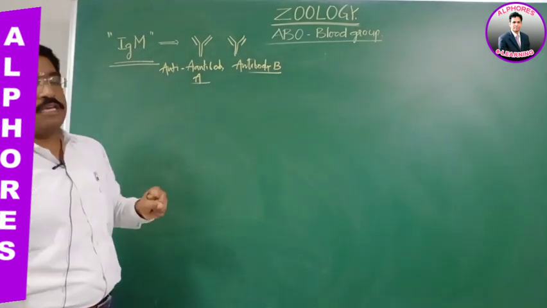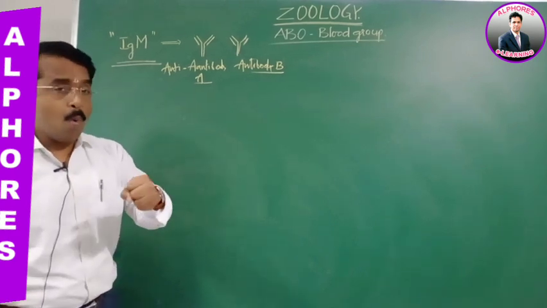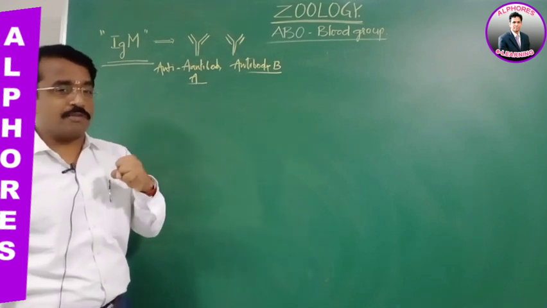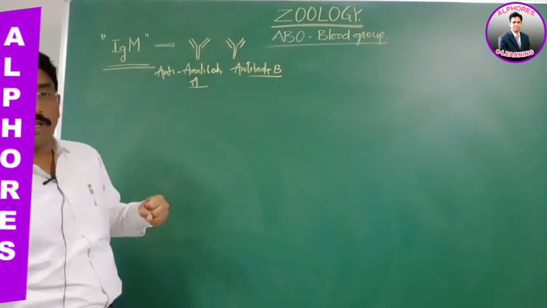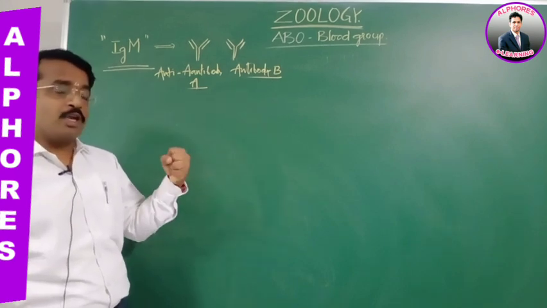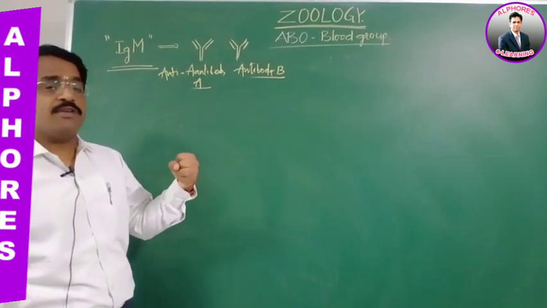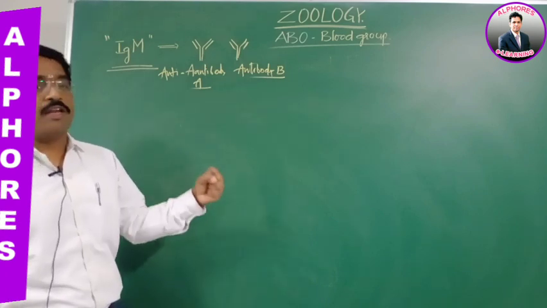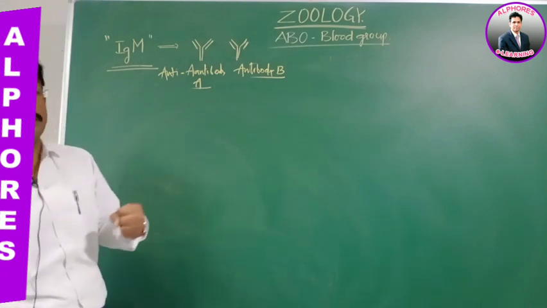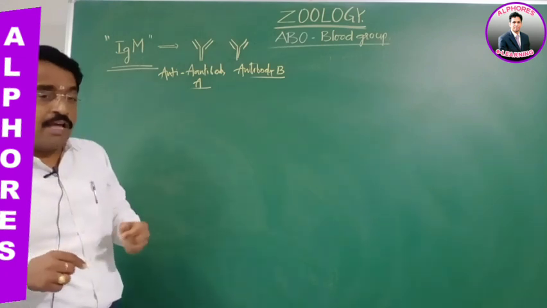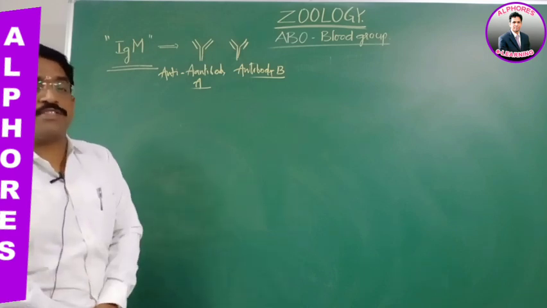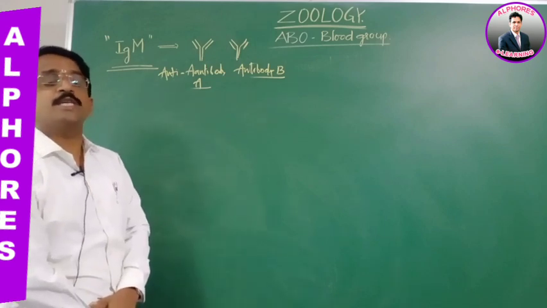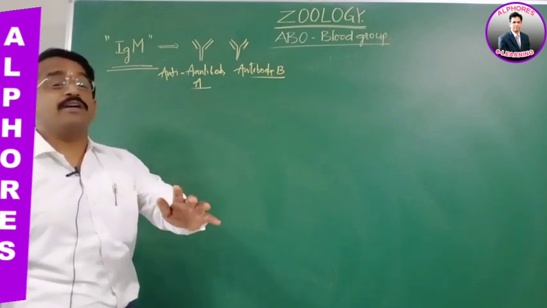Now these are all the blood groups. How so? A is a blood group phenotype with A antigen on its RBC and B antibody. B blood group is with B antigen and A antibody. AB is with A and B antigens and no antibodies. And O blood group is without antigen, with A and B antibodies. So the blood group without antibodies is AB, and the blood group without antigens is O.